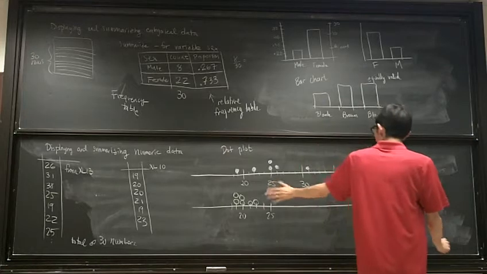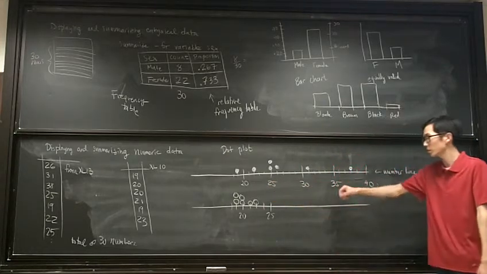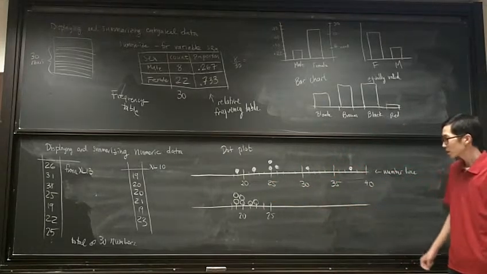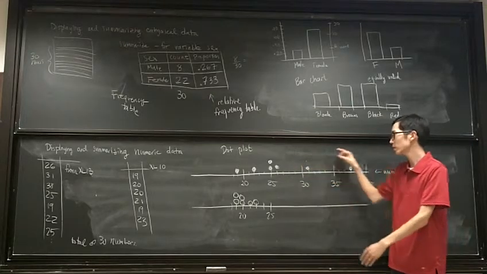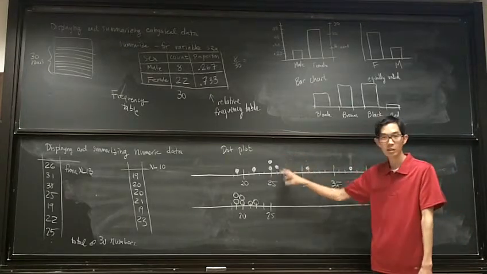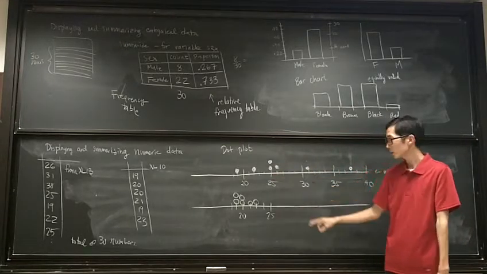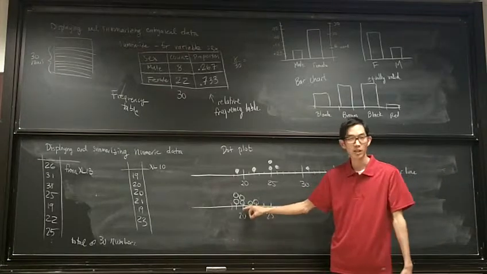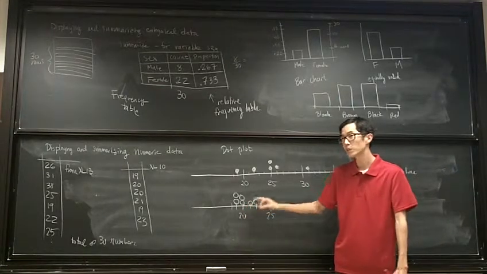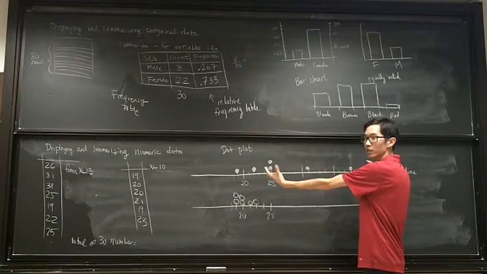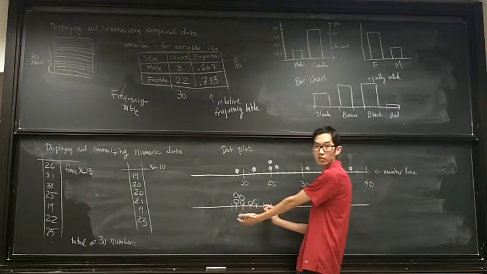But we can see very quickly, right away, by looking at the 2 dot plots, where's the center of this dot plot? Somewhere around here-ish. And over here, where's the center? Somewhere around 20-ish. We can also see there's a lot more spread in this classroom than down here.